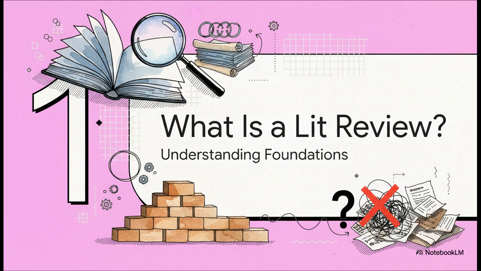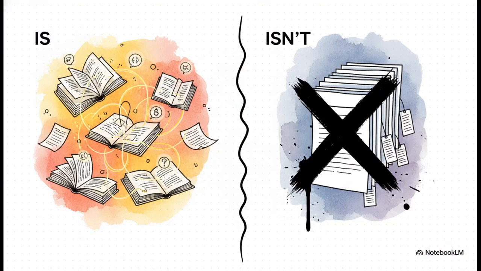Before you can write a great literature review, you have to be crystal clear on what it is, and, just as importantly, what it isn't. Let's get this out of the way right now because it's a super common mistake. A literature review is not just a list of summaries. It's not an annotated bibliography where you go, this paper said this, and this paper said that. Nope. Think of it more like a conversation.